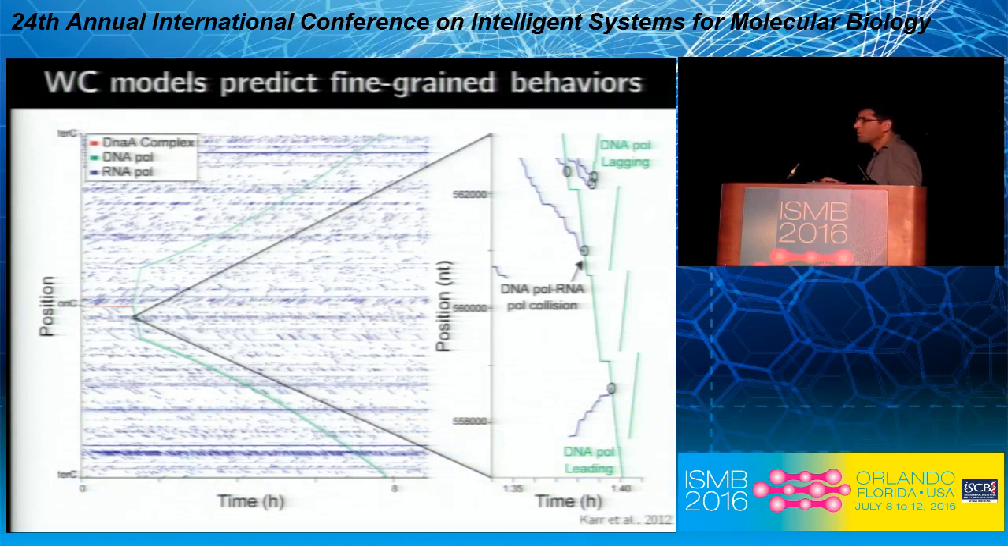So the first thing that you can use whole cell models to do is to predict a wide range of fine-grained behaviors. This slide illustrates the predicted binding locations of DnaA in red, DNA polymerase in green, and RNA polymerase in blue throughout the predicted life cycle of one in silico cell. And with whole cell models, we can even dig further. If we zoom in on just a small piece of this space-time graph, what we see on the right side is that we can even use whole cell models to predict really fine-grained behaviors like interactions or collisions among pairs of DNA-binding proteins.